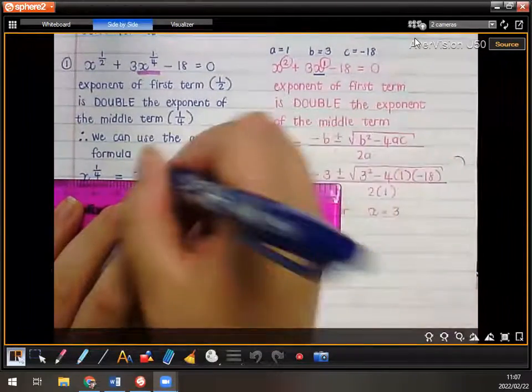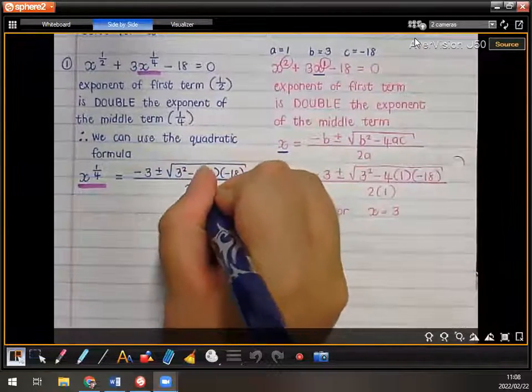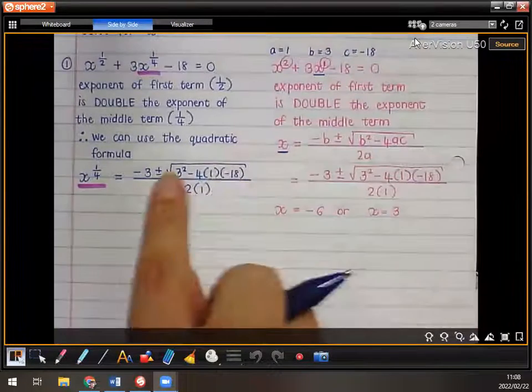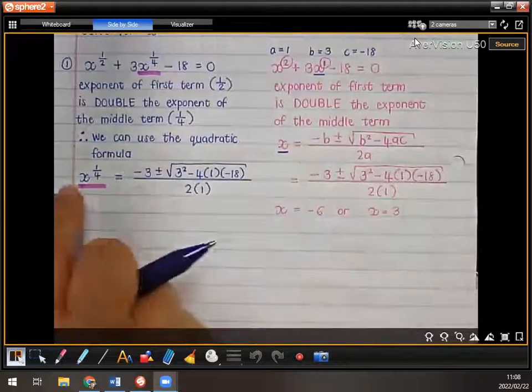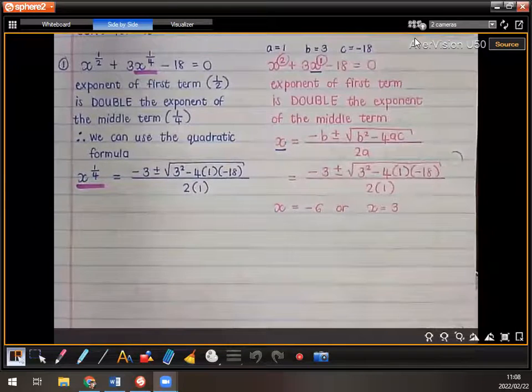over 2A, and A is still 1. So it's exactly the same substitution step as we had for the other one. The only difference is that now we're not getting x, we're getting x to the quarter. Right, but everything else is the same, guys.